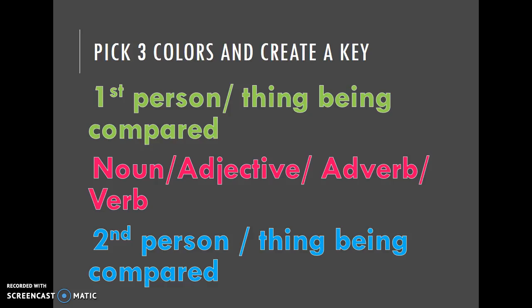All right. Here's what I need you to do. I need you to pick 3 colors, and you're going to be highlighting some things along the way as we fill in our notes. So the first color is going to represent the first person or thing that's being compared. So for that, I chose green. The second color is going to be your noun, your adjective, your adverb, or your verb. And then your third color is going to represent the second person or thing that is being compared. So take a moment, get those colors.